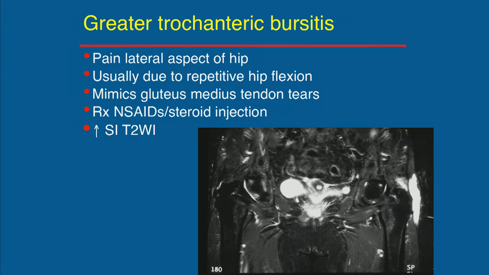Greater trochanteric bursitis is something we see quite frequently, where patients present with pain in the lateral aspect of the hip, usually due to repetitive hip flexion, and the presentation can mimic gluteus medius tendon tears, often treated with nonsteroidals or a steroid injection, and then finally best imaged on our cheater sequence. So here we have a gorgeous demonstration of a greater trochanteric bursitis. But when we look at that as a musculoskeletal radiologist, that's the tip-off for us that we need to look for tendon pathology. And immediately adjacent to that, we can see a tear of the gluteus medius tendon.